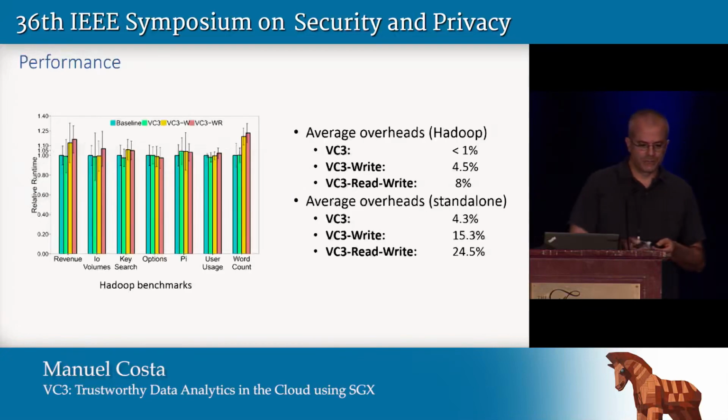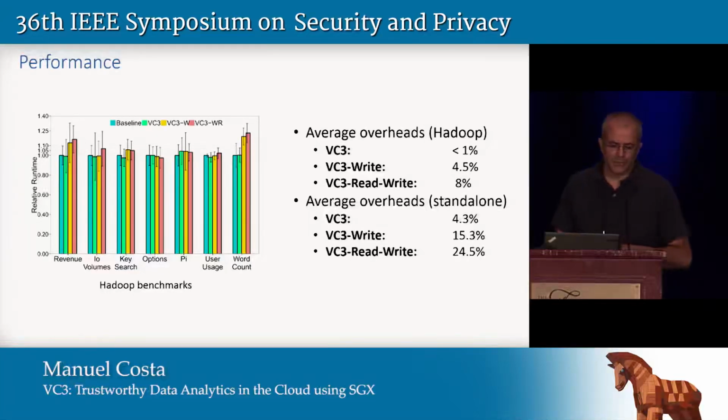8 workstations. So the graph here on the slide shows the runtime numbers for all of the applications, and the runtimes are normalized to the case where the application runs on Hadoop but is not protected by our mechanisms. So what we see there is that for the base properties of VC3 we see overheads below 1%. For VC3 with the write integrity checks we see overheads of on average 4.5%, and with read-write integrity an average of 8%.